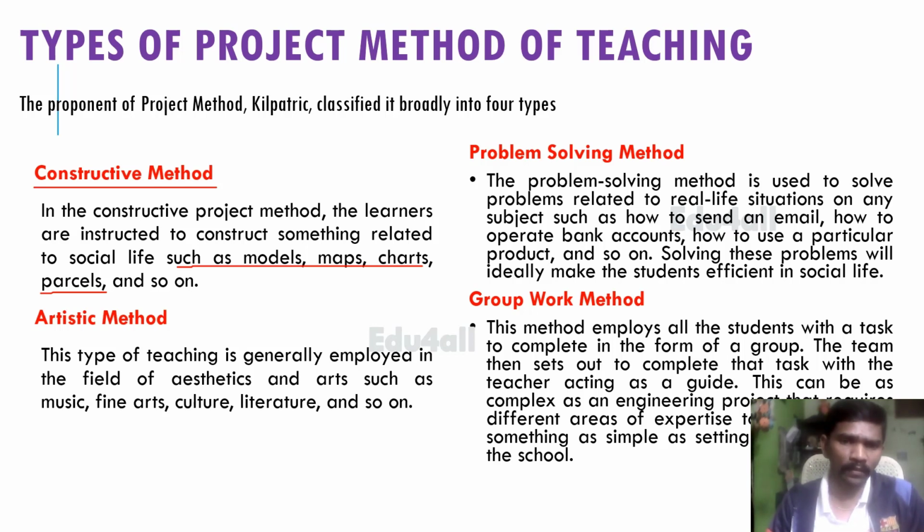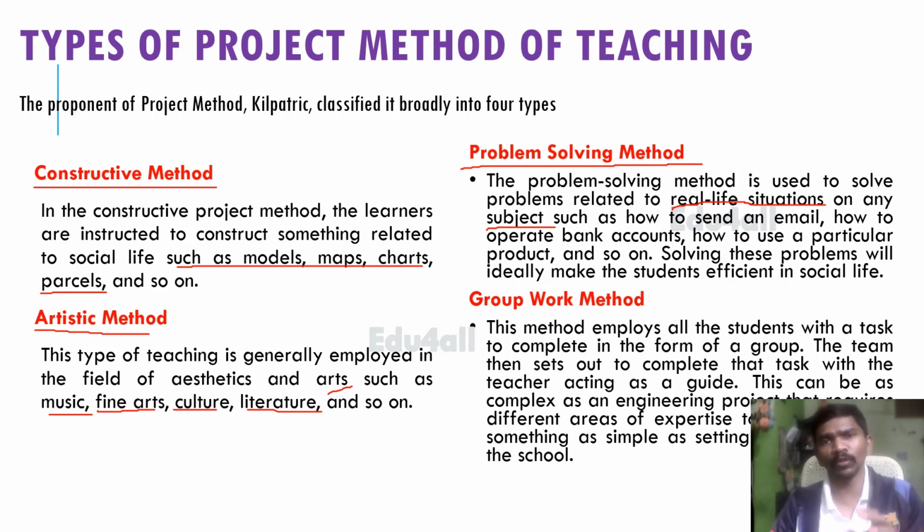The next one is the artistic type. It is based on fine arts, music, culture, literature, drama and so on. If they do that, the project is called the artistic type. The third one is the problem-solving type, which we saw just now. That means giving a real-life situation or any question related to the subject.